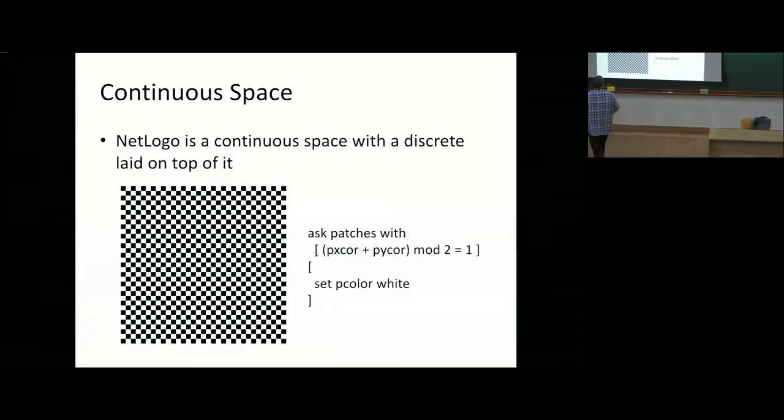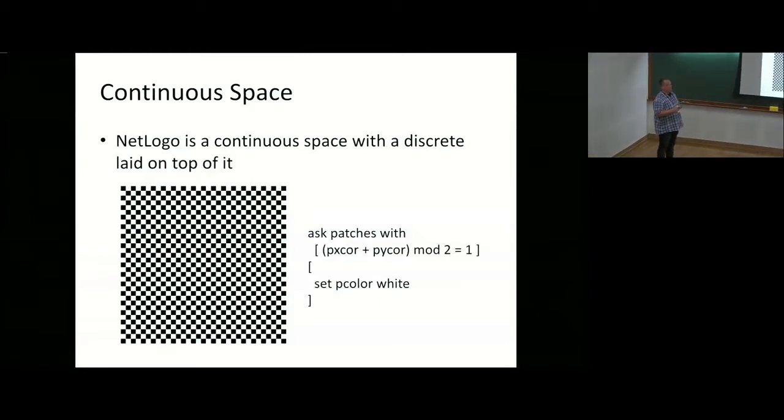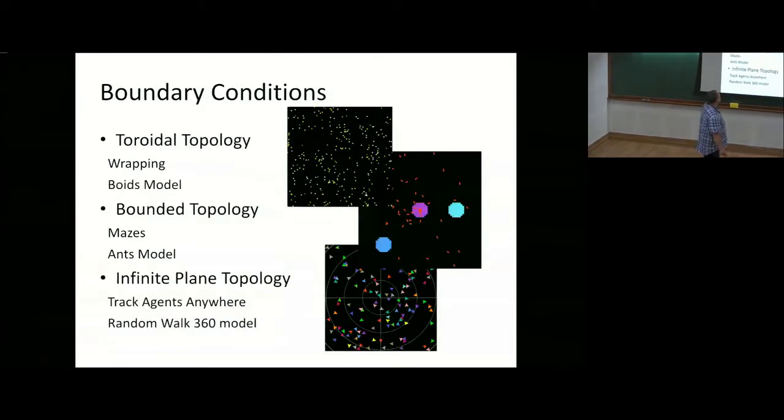NetLogo is essentially a continuous space with a discrete grid laid on top of it, right? So you could just use the NetLogo environment itself as a continuous space if you wanted to, and just ignore the patches, right? And then you could get a continuous space as well. Some people like continuous spaces. The only tricky part with using continuous spaces is boundary conditions, right?